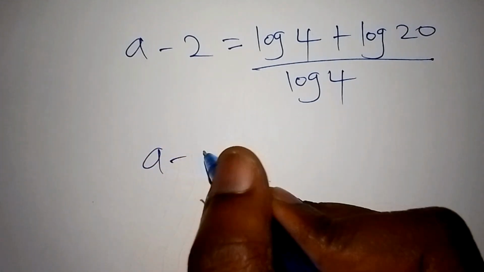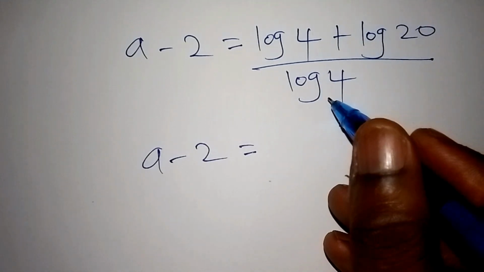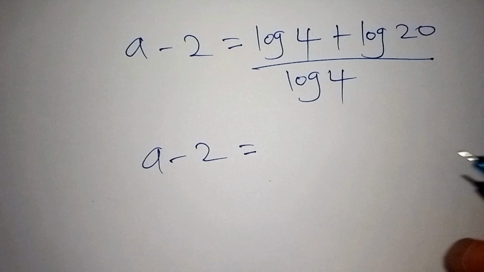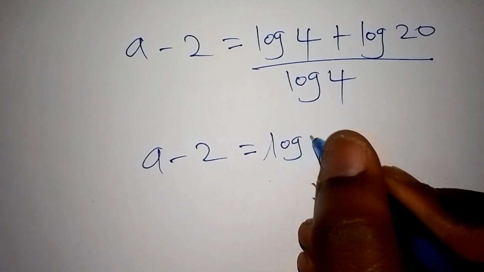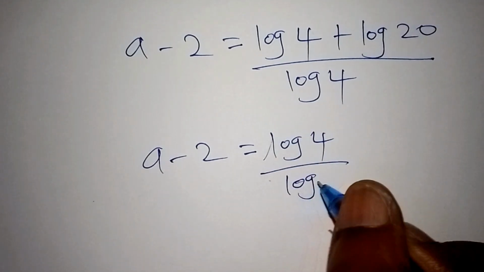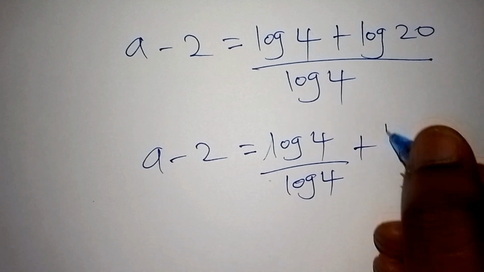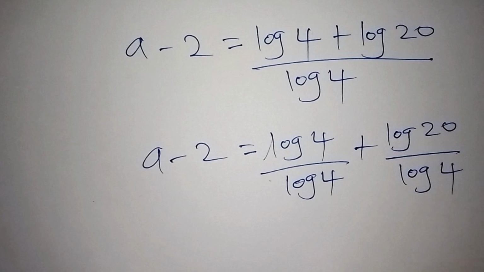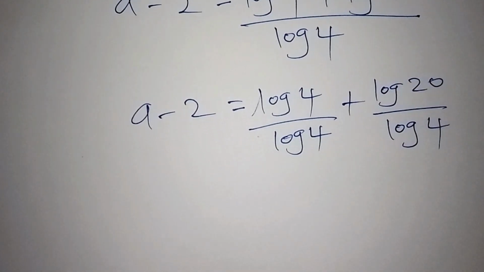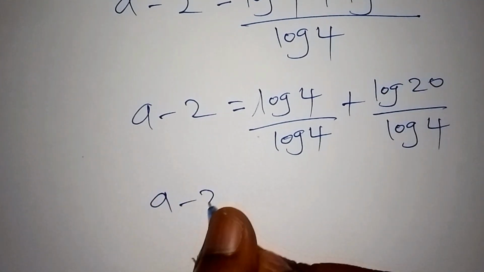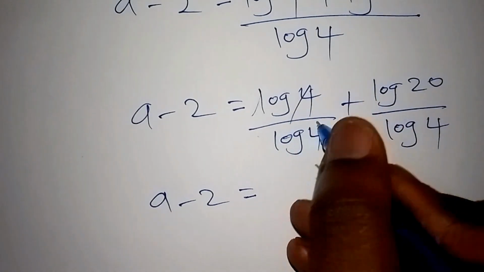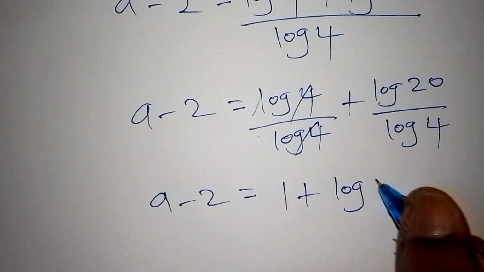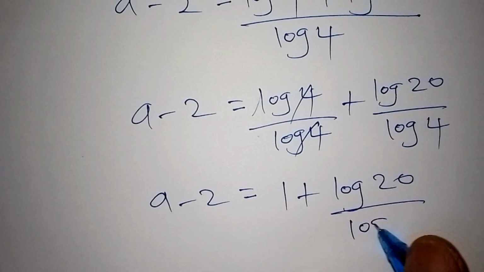So let's now work this one out. Now we shall have a minus 2 is equal to, so we shall use the log of 4, that is the denominator, to divide both sides once we split the equation. Now we shall have the log of 4 all over the log of 4, plus the log of 20 all over the log of 4. So here a minus 2 is equal to, the log of 4 and the log of 4 shall cancel. Now we shall have 1 plus the log of 20 all over the log of 4.